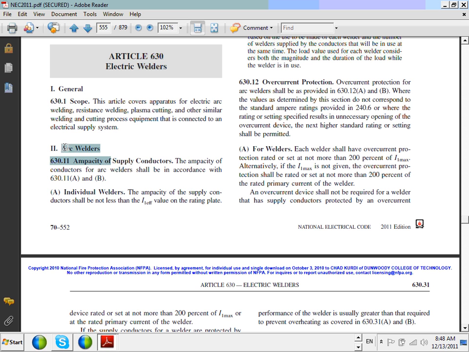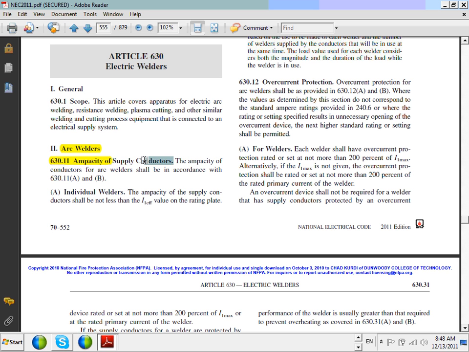I would like you guys to highlight arc welders first. So that's what we're going to be doing. We're going to have arc welders, and we're going to size the service for an arc welding shop as well as the branch circuit. So could you please go and highlight arc welder first?